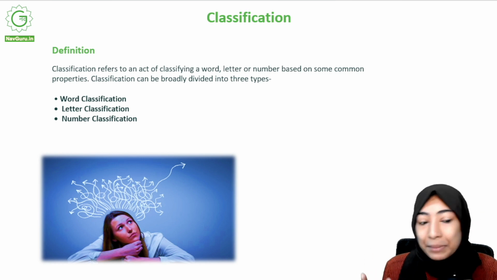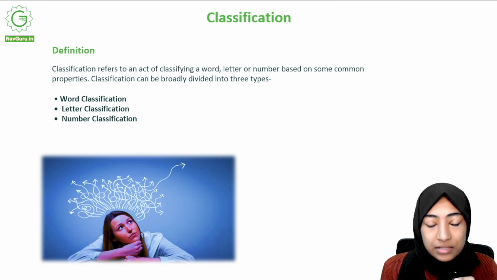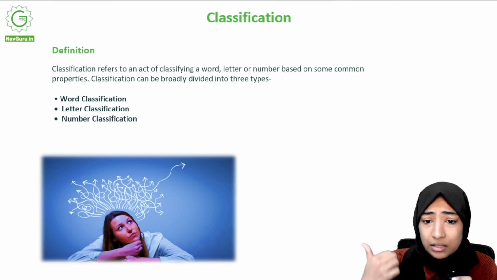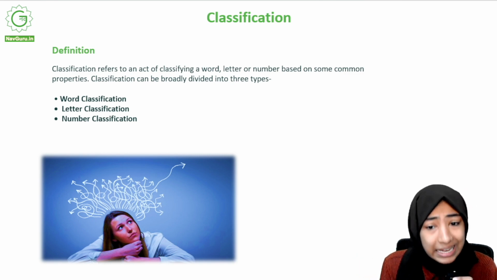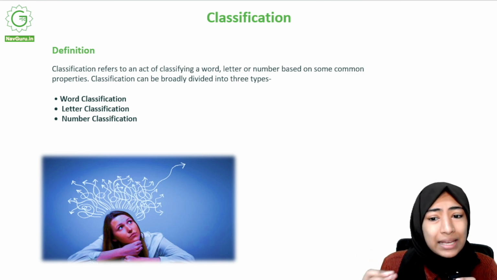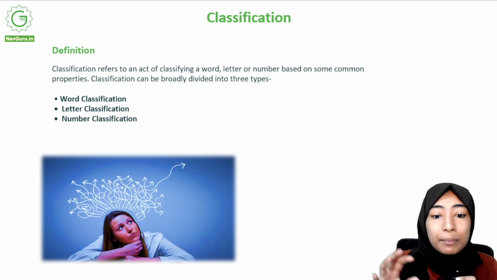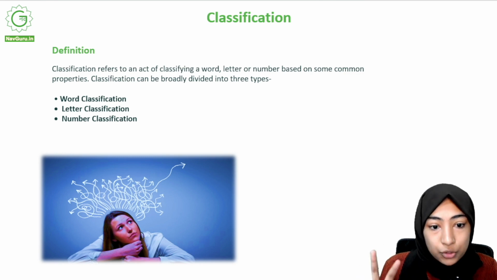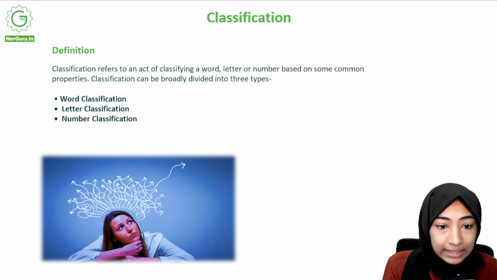Now, what do we mean by classification? Classification, just like the word says, is about classifying. We will be classifying, either it could be a word, it could be a letter, or it could be a number. We classify these based on some common properties. Classification can be broadly divided into three types: word classification, letter classification, or number classification.